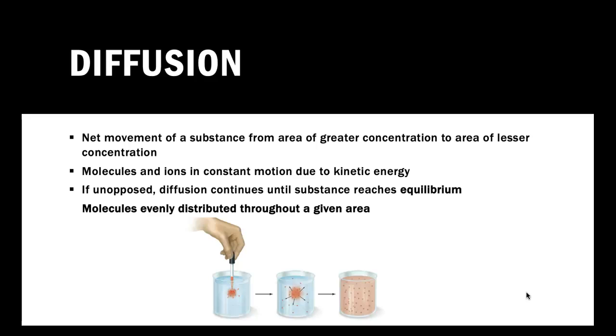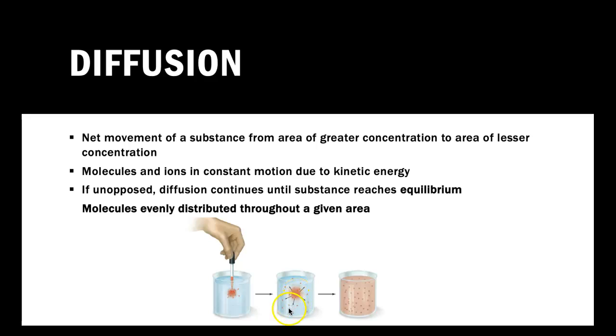This is when we have a net movement of a substance from an area of a greater concentration to an area of lesser concentration. So we could see this in the example down over here as this person is putting in some type of dye into a solution of water. We're starting to see that those molecules and ions are constantly moving due to their kinetic energy, and this area where we first put that dye into is the high concentration area.